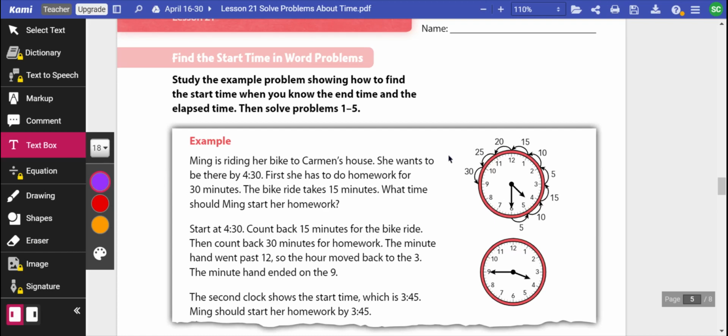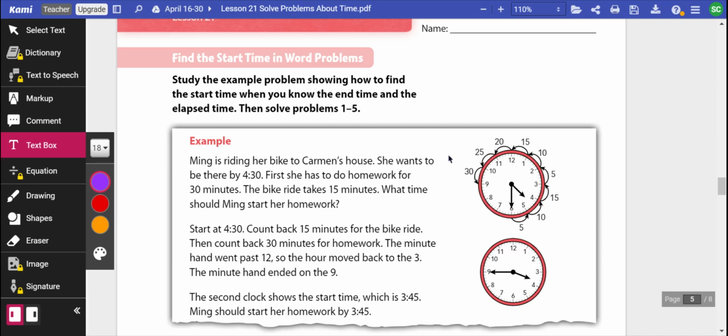Today we're going to be doing page 237 and 238, and we're going to be looking to find the start time in word problems. We're going to know the end time that something's over and how much time passed, but we've got to find what time it started. So this is kind of like subtracting, like we're starting at the end time, taking the time away, and then seeing where it began.